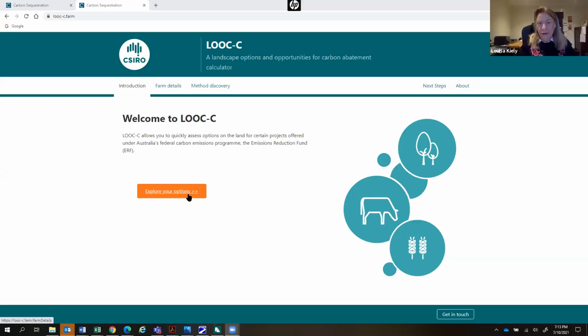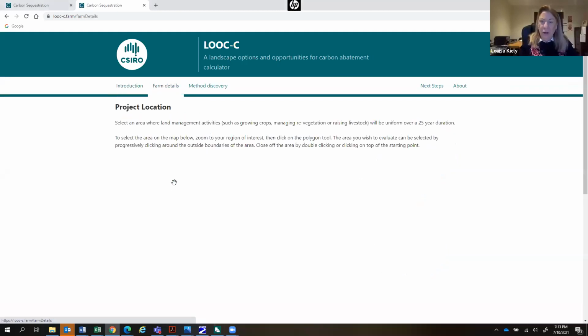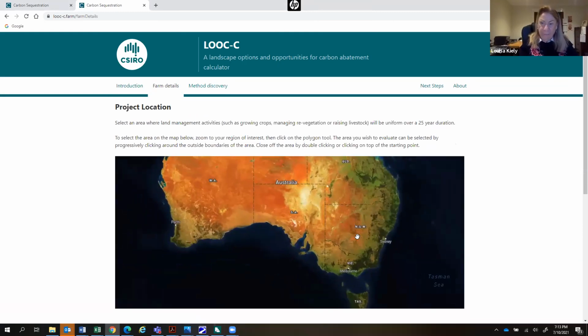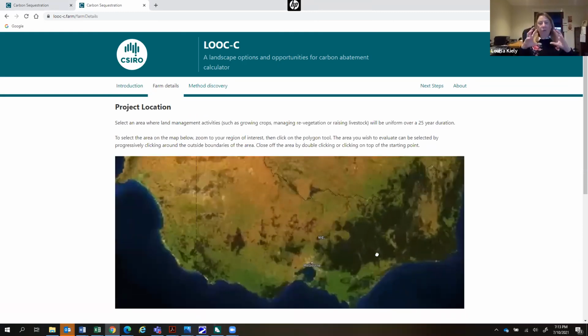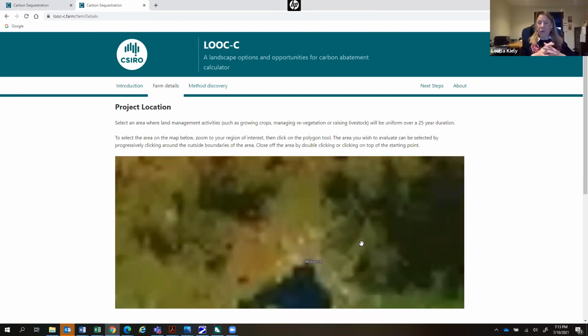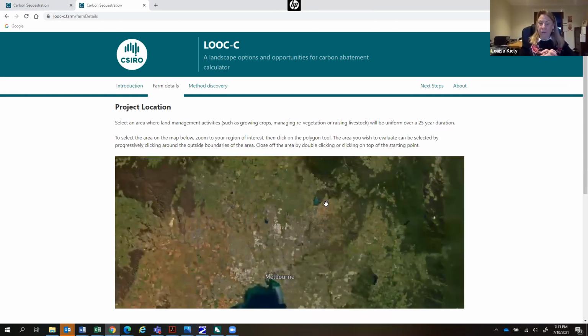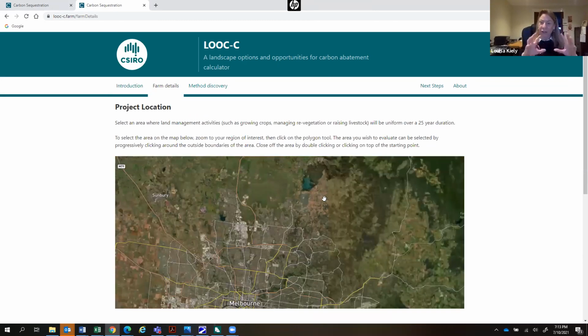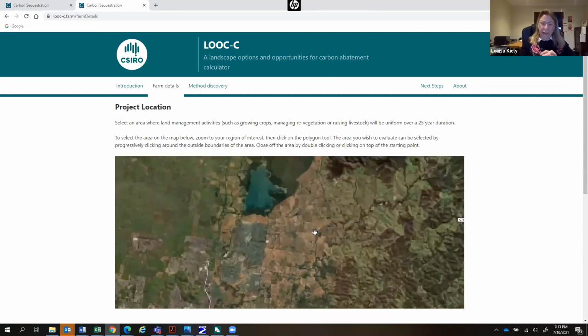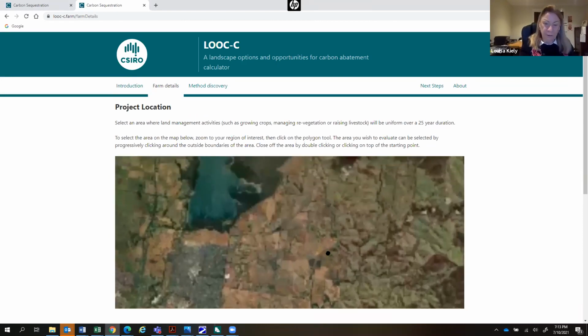So now we're going to show you how to go to LookSee, which was that CSIRO site that we spoke of last week, which is where you can go to explore your own country and get an estimate of the carbon under different methods. We'll just give you an example here, but this is the free CSIRO site. So let's have a look at that.